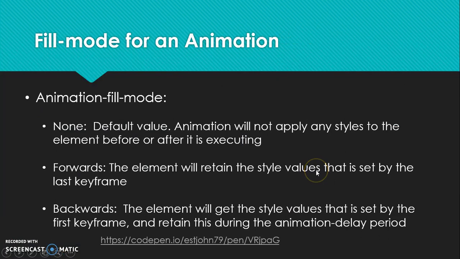And finally, we have the fill mode for an animation. The animation fill mode tells us what values are applied to the animation before and after it's executing. So none is the default value, which means the animation will not apply any styles to the element before or after executing. So it'll go back to the original. Forwards, the element will retain the style values as set by the last keyframe. So it'll keep the styles of the last keyframe that it completed. And backwards, the element will get the style values set at the first keyframe and will retain this during the animation delay period.